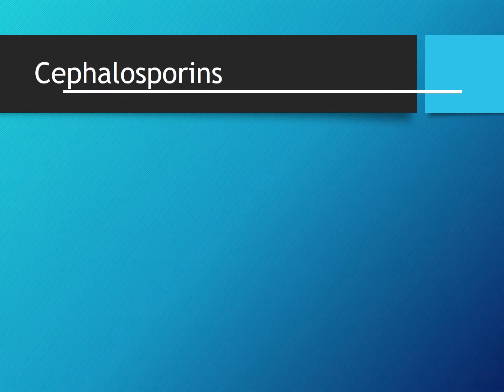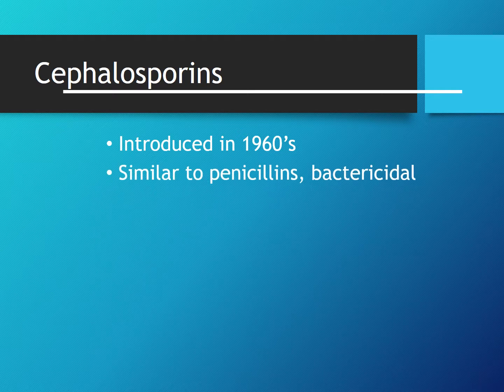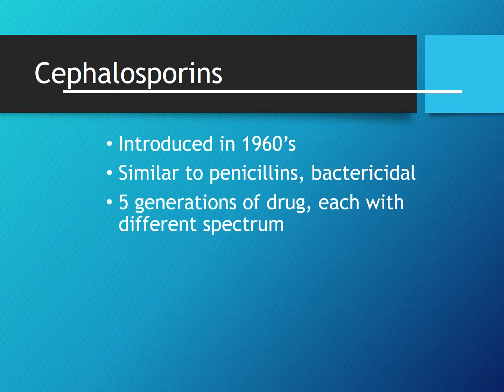All right, so your category of cephalosporins, they are related to your penicillins. Your cephalosporins were introduced in the 60s. They are similar to your penicillins. They're bactericidal. And there are, depending on which book that you read, 4 or 5 generations of the drug. So they have kind of changed over the years. They've added more drugs, and they call them by generations. Each generation of your cephalosporins have kind of a little bit different spectrum of activity.